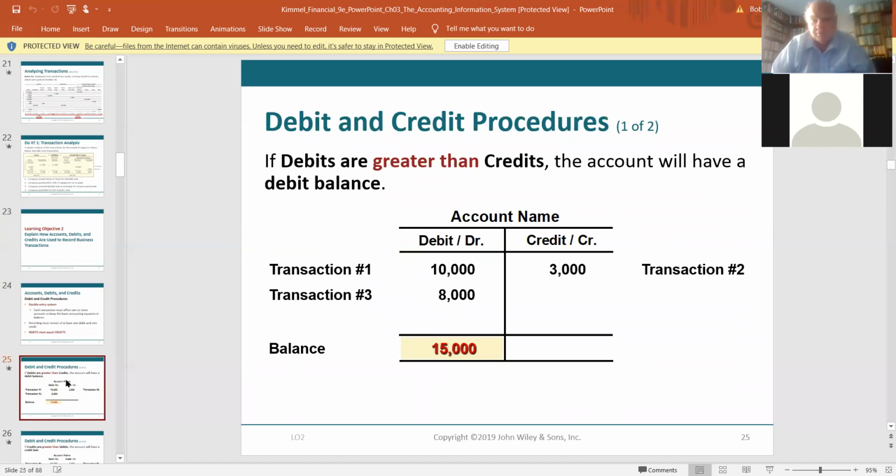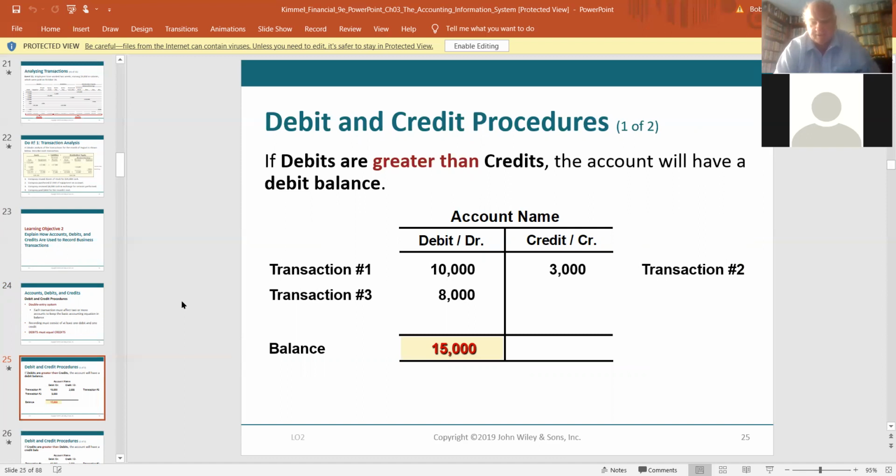If debits are greater than credits, the account will have a debit balance. And what we're looking at here is called a T account, and we'll get into that shortly. Let's pretend this is cash. You have account name cash. The debit side is on the left, credits on the right. They had $10,000 in the first transaction. They received money. They received another 18, and offsetting that is 3 that they spent. So the balance is a debit balance of $15,000, okay?